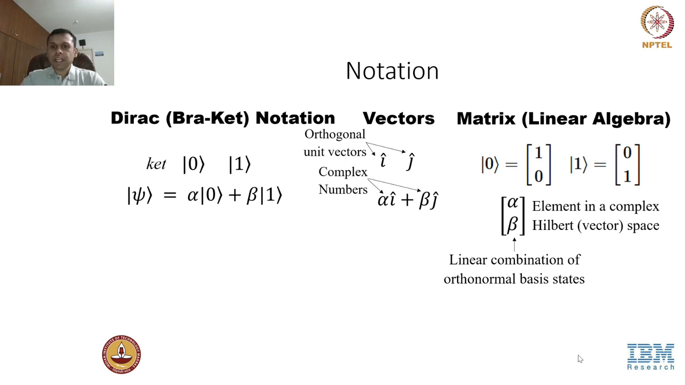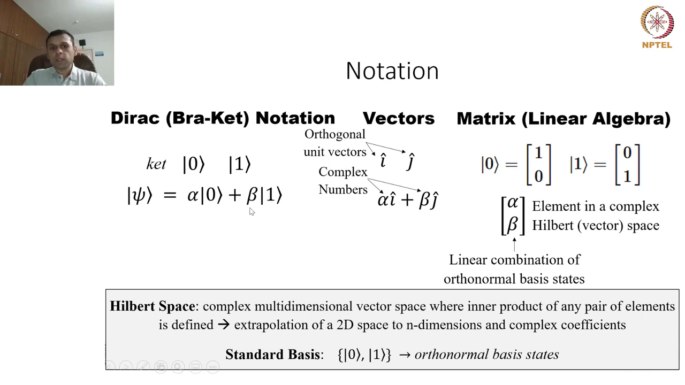This element, or this ket, which can be represented as a single column, 2-row matrix, is a linear combination of two orthonormal basis states, which is what you see here. Now, what is a Hilbert space? A Hilbert space is really an extrapolation of a two-dimensional space to n dimensions.